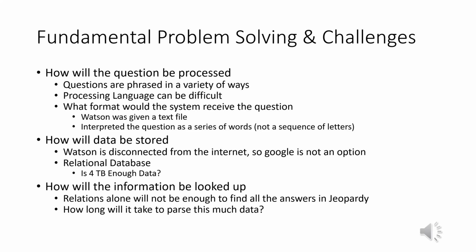IBM's team also decided to not allow Watson to connect to the internet, instead allowing Watson to have 4 terabytes of storage in the form of a relational database. With this much data, how can this information be retrieved? And for playing a successful game of Jeopardy! how can we get this information fast? Relations alone will also not be enough to be competitive in a game of Jeopardy! So how can we retrieve an answer if it can't make a direct relational database match?